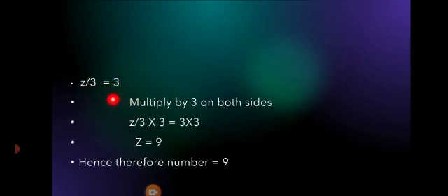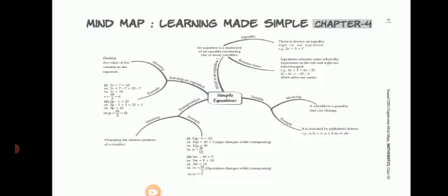Here the coefficient of z is 1 upon 3. I want to calculate the value of z. So I will multiply by 3 on both sides. Then z by 3 multiply 3 equals 3 into 3. On the left hand side, 3 and 3 both cancel out. Then z equals 9. Hence, therefore, the number equals 9.